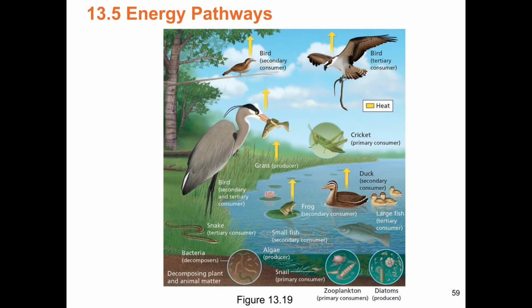So here we've got some sort of food web. We've got producers, we've got diatoms, we've got plants, and then zooplankton and snails are primary consumers. The fish eat the snails, they're secondary consumers. The frog could also eat the snails or other things, making it a secondary consumer. If the fish eats a frog or a small fish, then they're a tertiary. That's the third level.